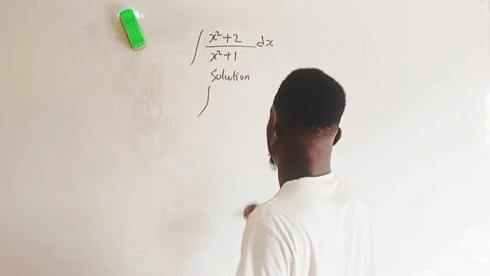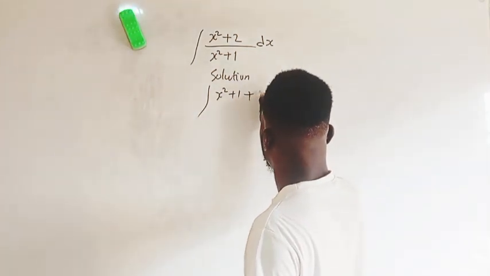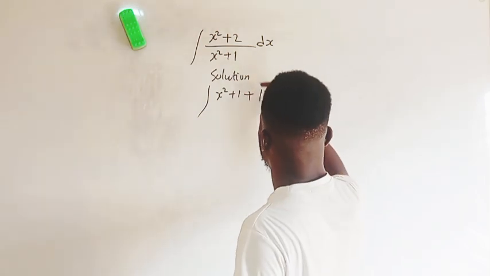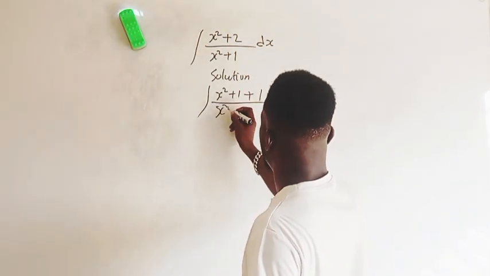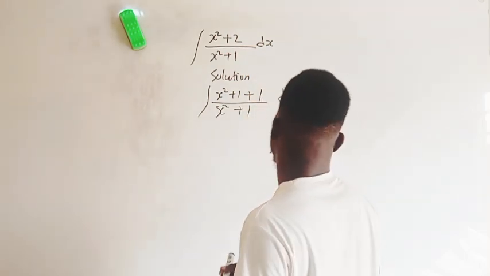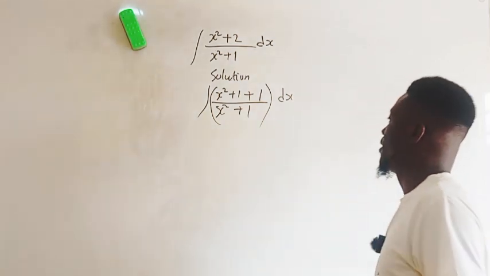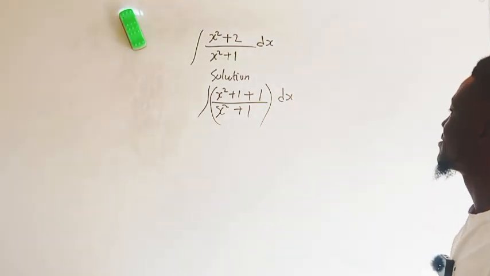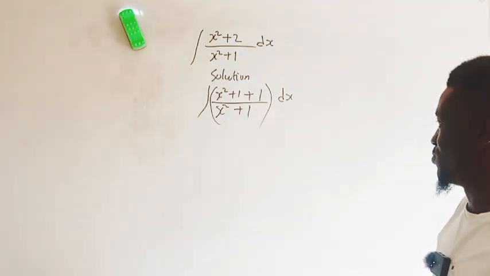So I'll say my integral, x squared plus 1 plus 1. The 1 plus 1 is what? Is 2, isn't it? Everything over what? x squared plus 1, everything with respect to dx. I can put it in brackets if I want. This can also be split to make it easier for us to solve.